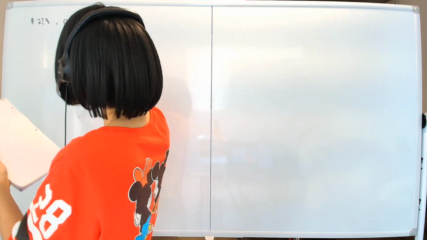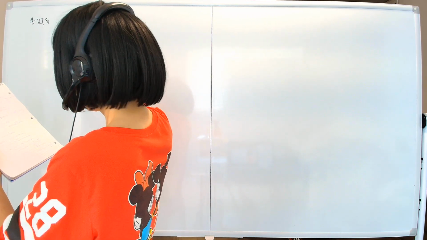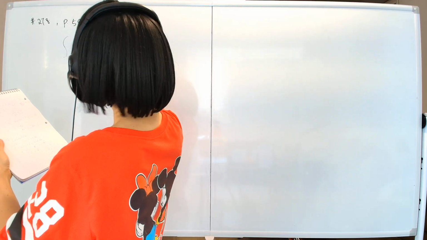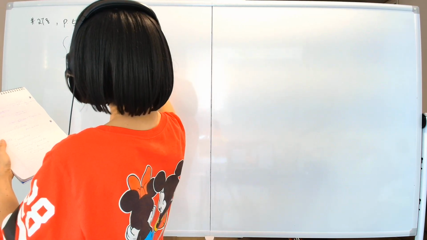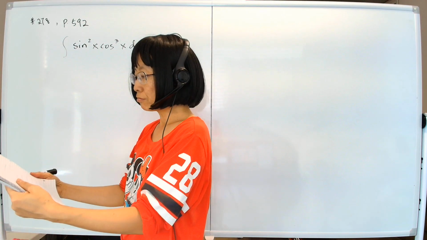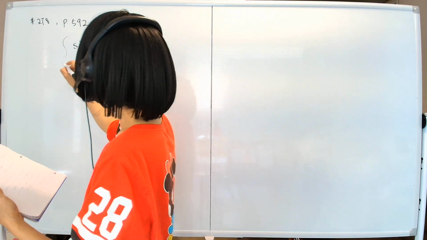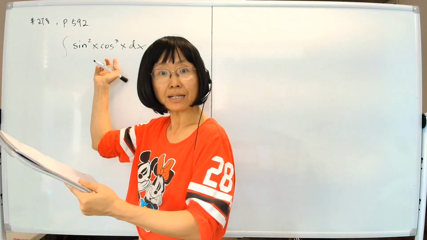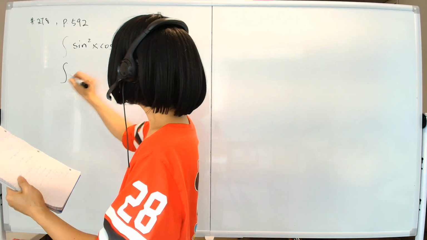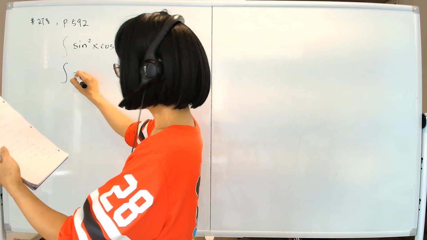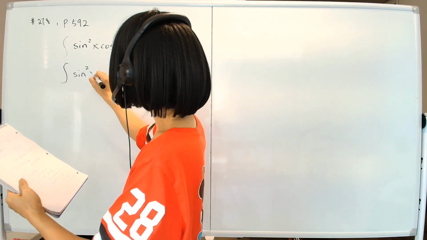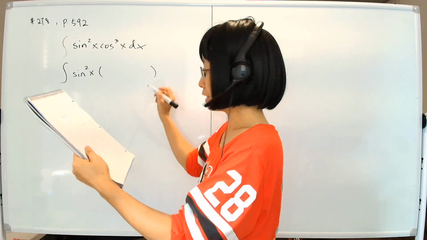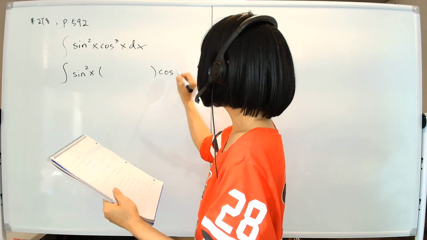We will have sine squared x cosine cubed x dx. That's the problem. And then what are we going to do with it? So I'm going to factor out one cosine squared. So then we are left with sine squared x, and I factor out one cosine squared, so then I have one cosine x left.